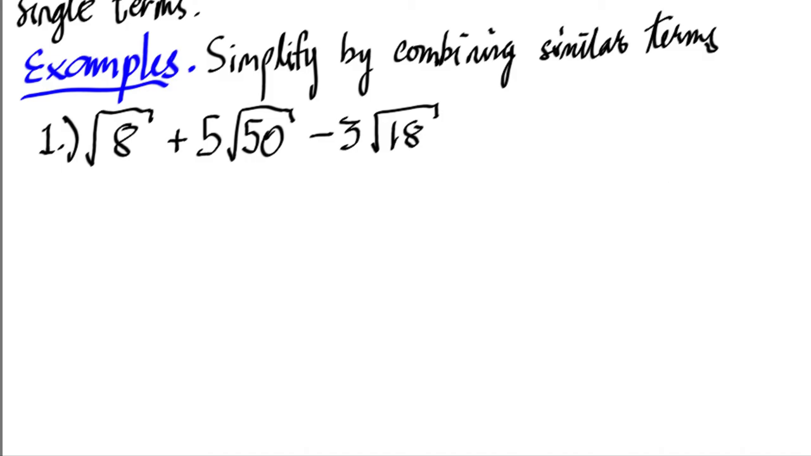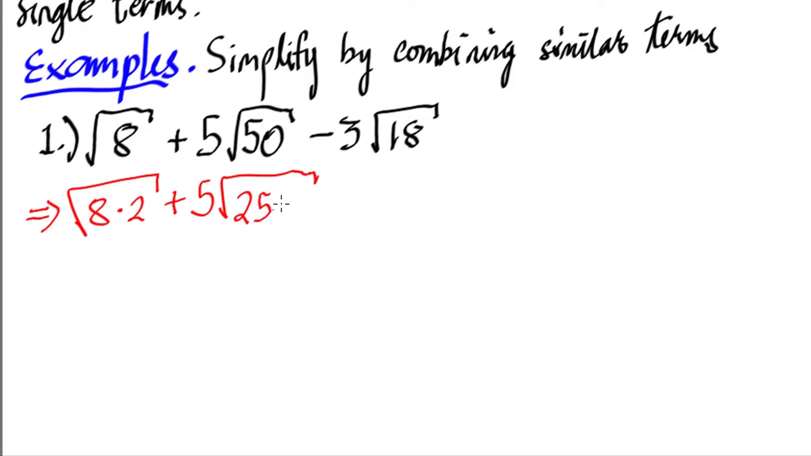So what can we do? We can extract factors of 8, 50, and 18 which are perfect squares. If we think of 8, 8 is equal to 4 times 2. So we can write it like this: square root of 8 times 2 plus 5. 50 has a factor which is a perfect square, that is 25, times 2, minus 3. 18 has a factor which is a perfect square, which is 9, times 2.